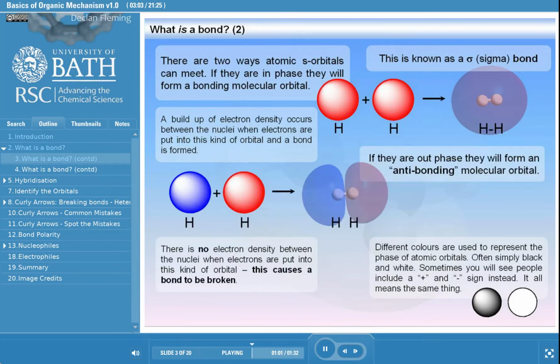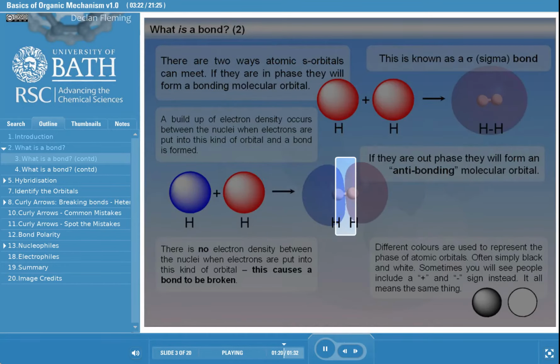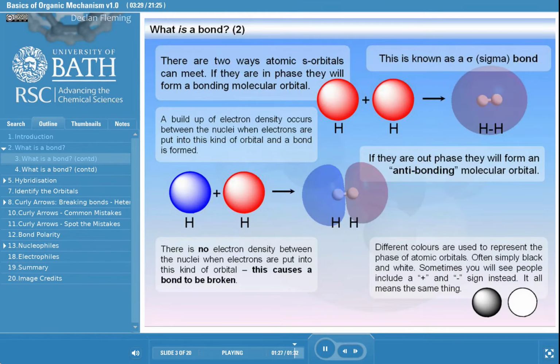Just like when a crest and a trough meet and cancel out, when two orbitals of opposite phase meet, they result in no build-up of electron density between the nuclei. We call the result an antibonding orbital. A node is a place on a wave where it has zero amplitude. Notice what is known as the nodal plane in the antibonding orbital. There is a plane which has no electron density between the two atoms. No bond is formed. If electrons go into antibonding orbitals, this results in the bonds being broken or weakened.